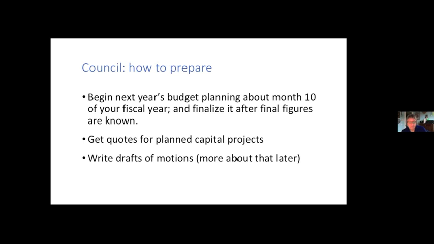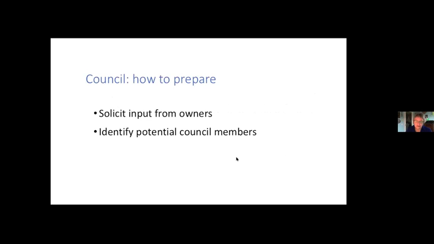If you have any capital projects you want to do, now's the time to make sure you've got those quotes pinned down. You don't have to sign a contract, of course. You can't until the owners have approved the money, but you can get your quotes, 2 or 3 quotes. 1 or 2 is okay just to get a ballpark figure for planning, but the more quotes, the better. And you can plan your capital projects for the year. And then, of course, you need to write motions. We'll talk a bit more about how to write motions.